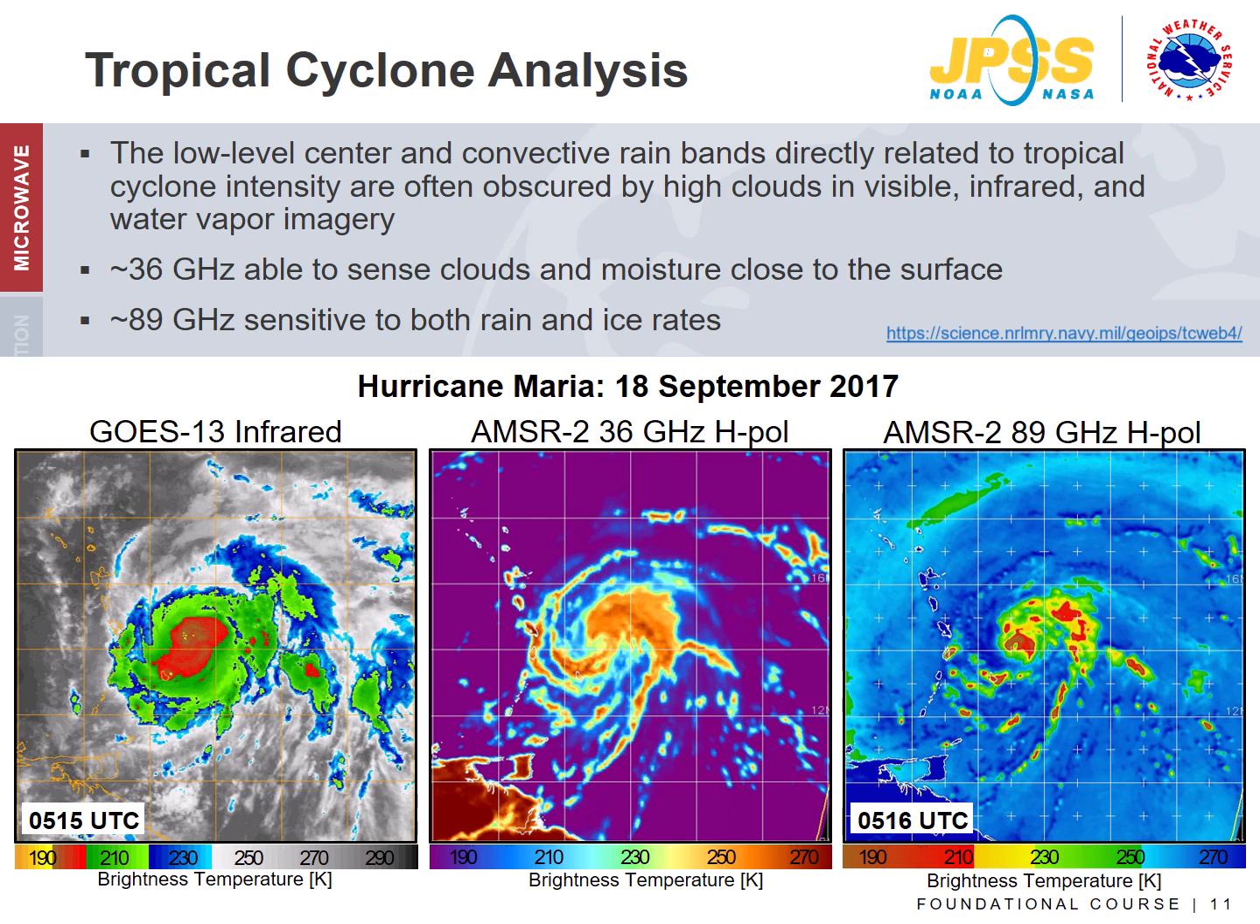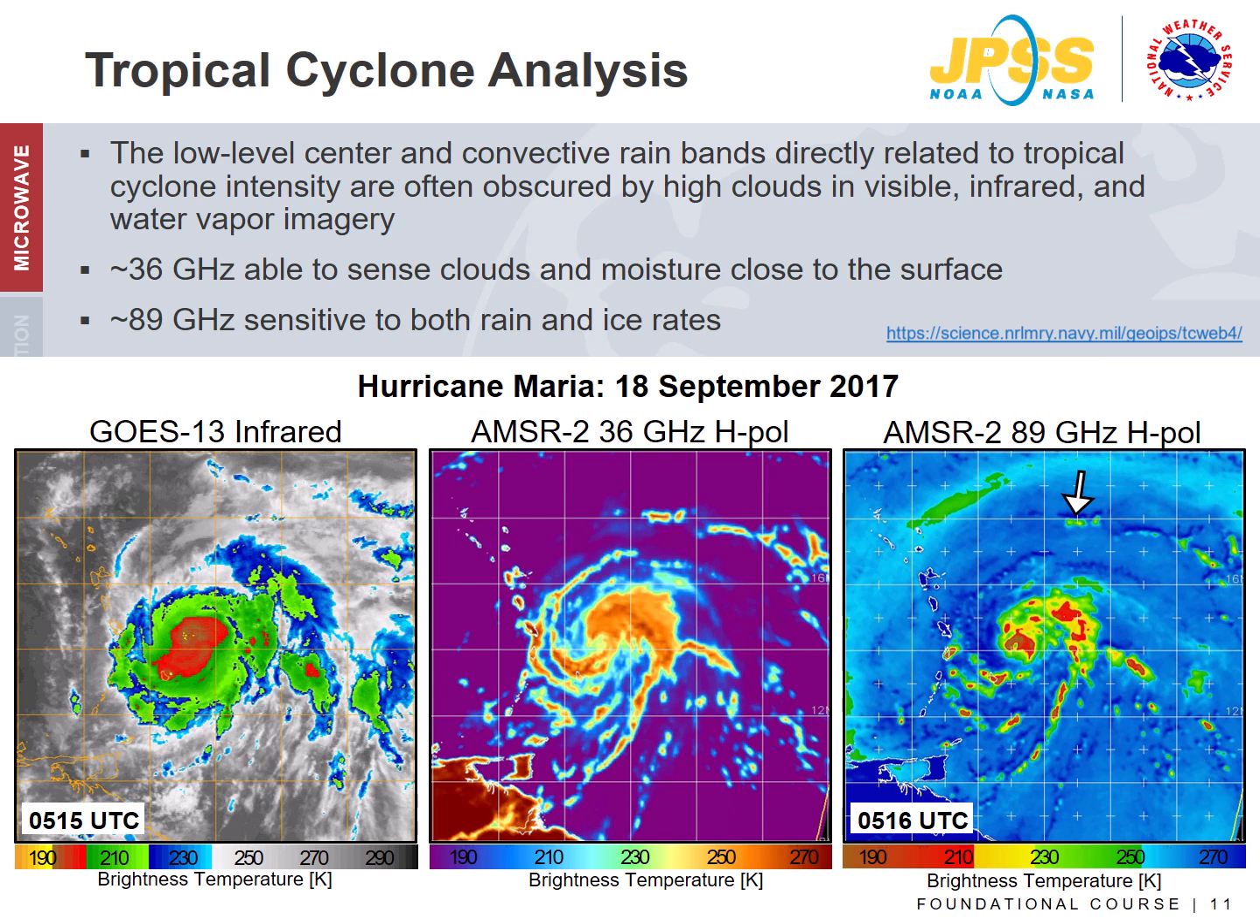In the 36 GHz microwave imagery, the location of the eye is more obvious, as well as the relatively warm rain bands. It's able to sense clouds and moisture close to the surface, and we predominantly see the absorption effects of liquid raindrops. In the 89 GHz imagery, we see the cold ice scattering signal in regions of deep convection, as well as warmer regions associated with high rain rate.